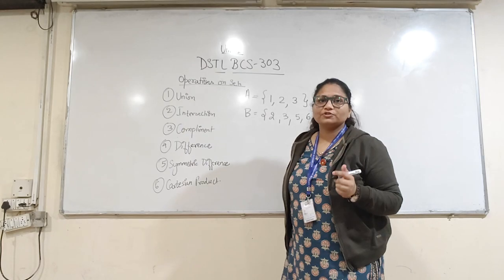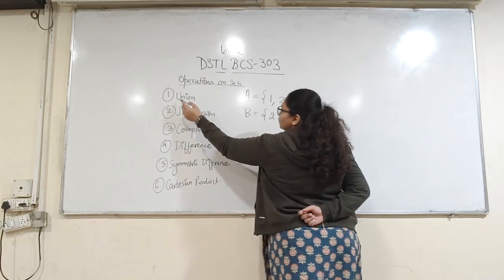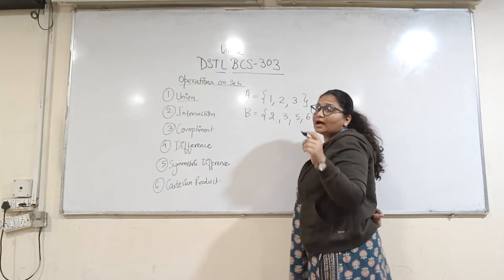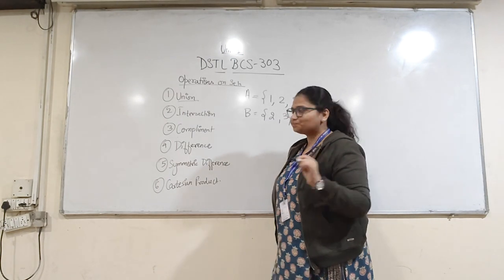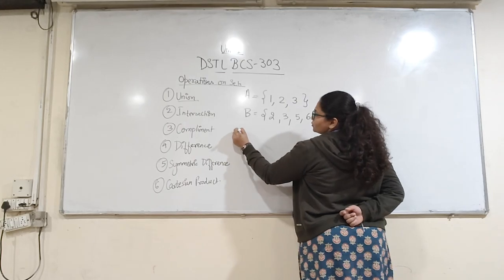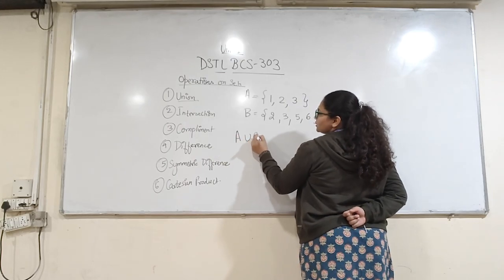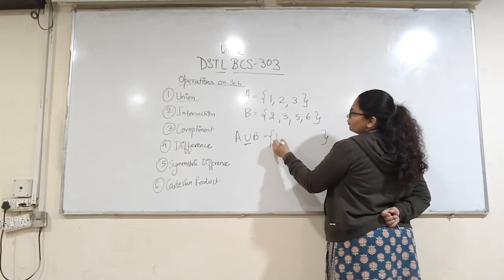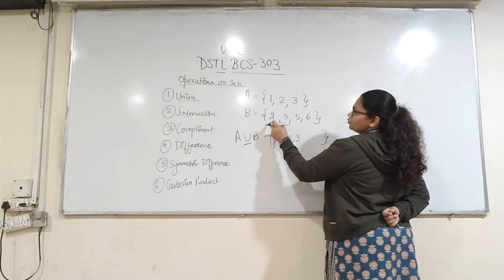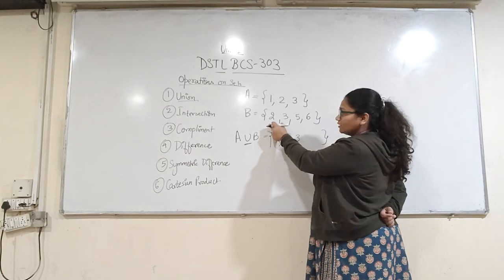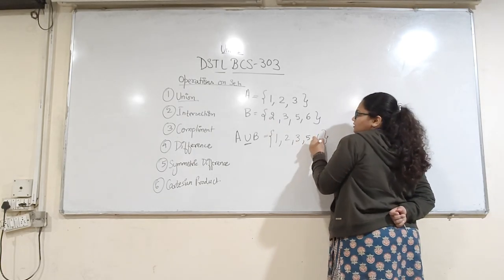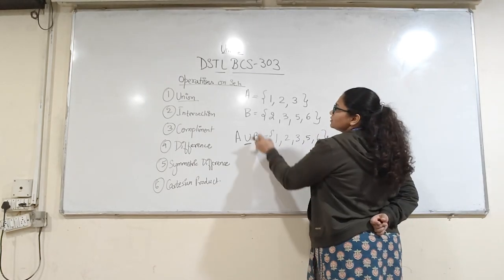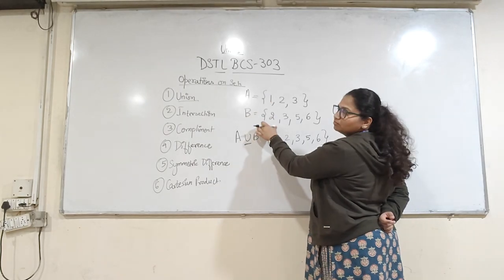Now, first operation is union, in which we write all the elements of set A and B and we avoid the duplicates. Suppose this is A union B. This is the denotation of union. Now, the set will be 1, 2, 3. 2 and 3 are already written. We will not take them again. And 5, 6. This is the union. So, we can say element either in A or in B.